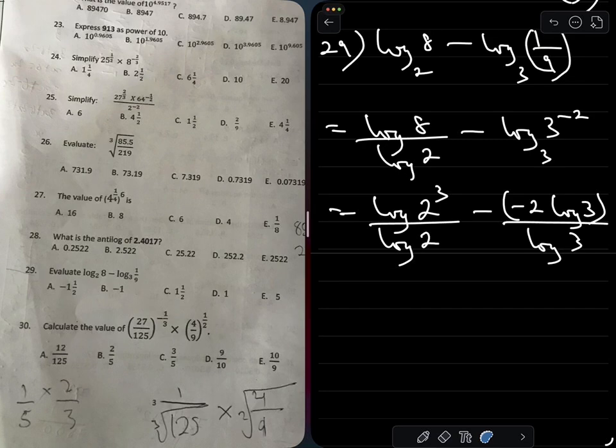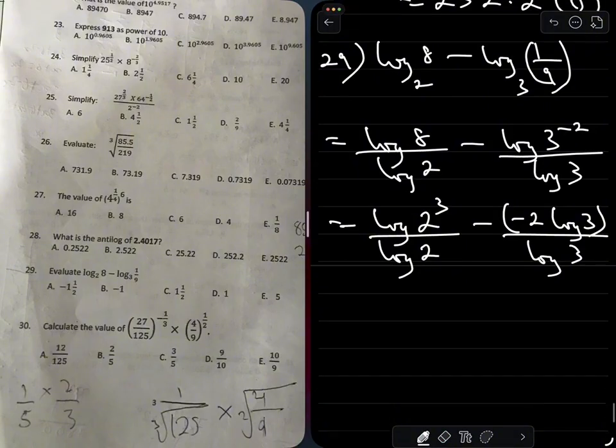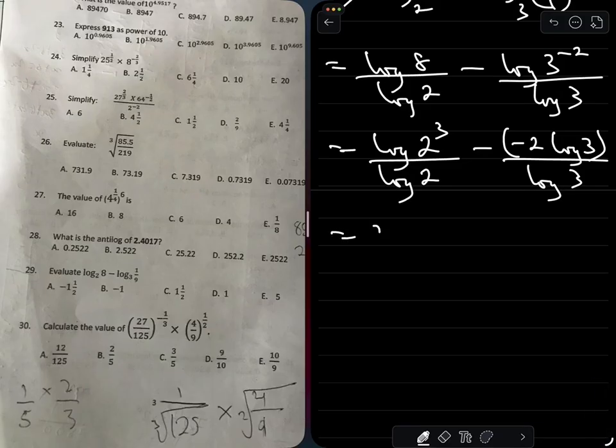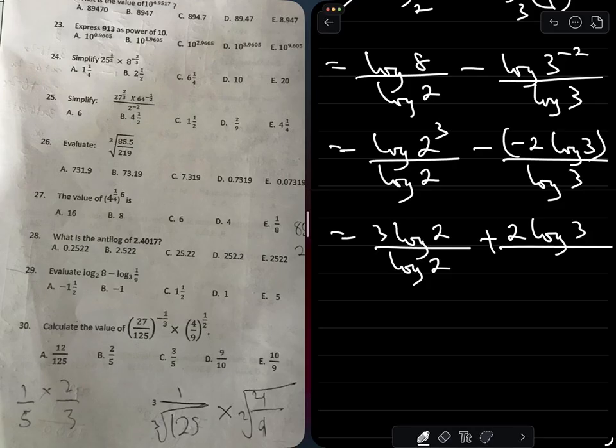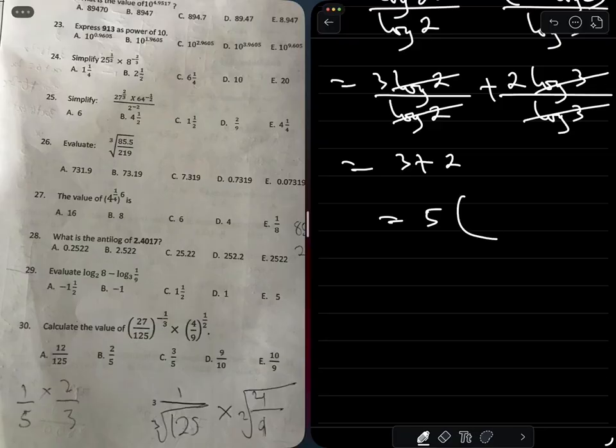Log 8 means log 2 raised to the power 3 over log 2 minus, this one will become minus 2 log 3 over log 3. Hold on, I think I skipped a step here. I should have written this as log 3. Look at that. Log 3 to the power minus 2 over log 3. Do you understand? And that now means 3 log 2 over log 2 minus and minus is plus 2 log 3 over log 3. Log 3 here 1, log 3 here 1, log 2 here 1, log 2 here 1. What is left is 3 plus 2, which is 5. And what's the option that matches that? E. Yeah.